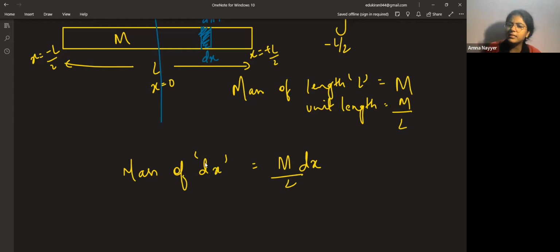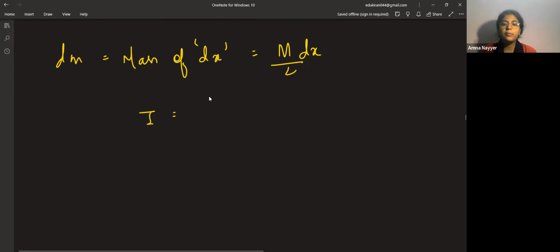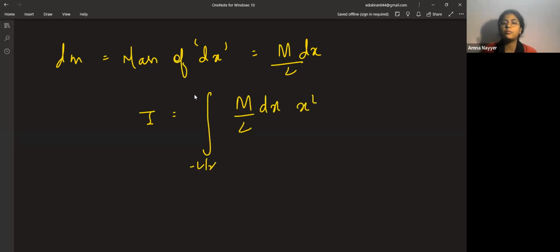What is the mass of dx? Mass of dx is ultimately dm. So we have the value of dm. Now substitute this value. Moment of inertia is M by L dx, and what was left? X squared, from minus L by 2 to plus L by 2. Now everything is making sense. X square dx can be integrated, and x is telling you about position, distance, and limits are also of position or distance. Now this makes sense.